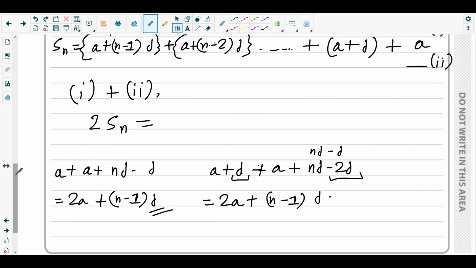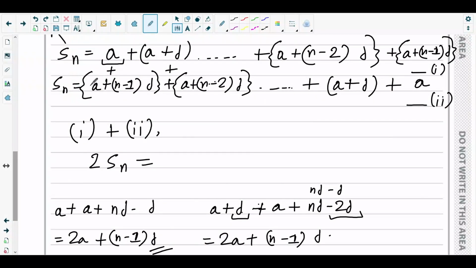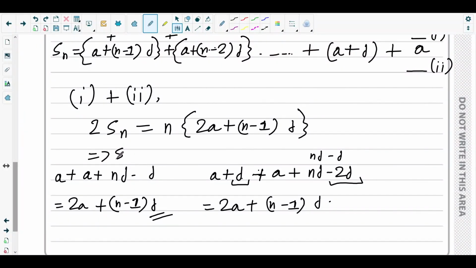Okay, so we know that in S of n there are a total of n terms, so that means twice S of n is n number of twice A plus n minus 1 times d. Therefore S of n, the sum of the first n terms of an arithmetic series, is n over 2 times 2A plus n minus 1 times d. That's it. That's shown.